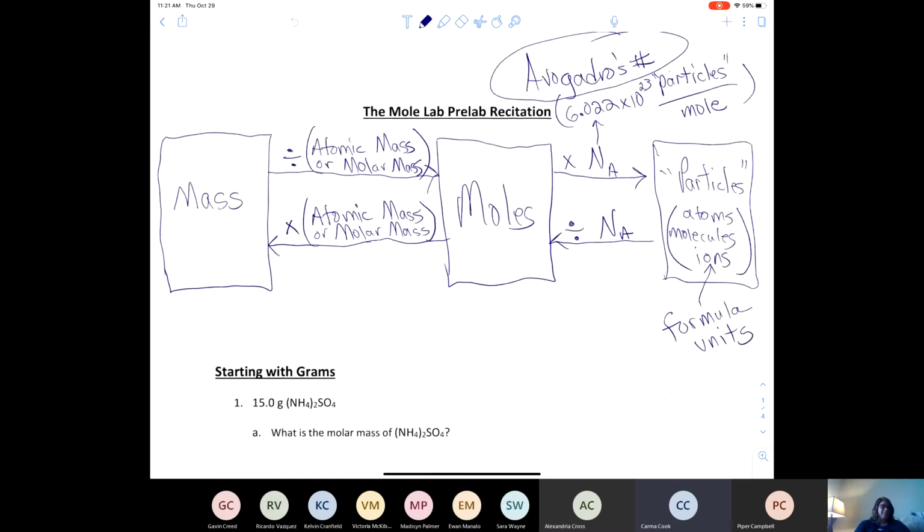And so to convert between mass and moles, and of course the mass unit is the gram, we'll divide by the atomic mass if we're dealing with an element, or divide by the molar mass if we're dealing with a compound. And then to go in the opposite direction, to convert moles to grams, you'll multiply by the atomic mass or molar mass. And then to convert moles to particles, you'll multiply by Avogadro's number. Avogadro's number has units of particles per mole. And then to go in the opposite direction, to convert particles to moles, you'll divide by Avogadro's number.